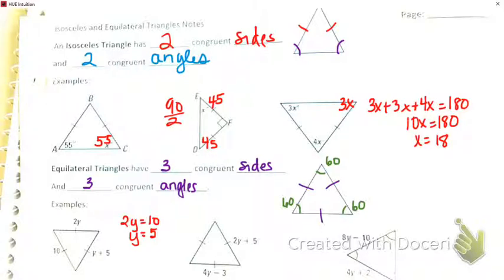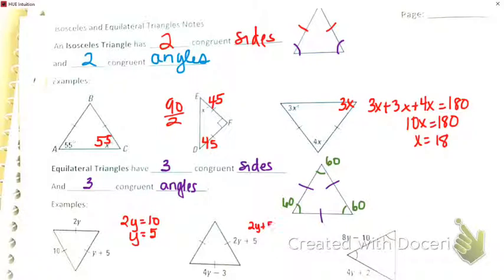Okay, look at the next one. What do I know about all the sides? They're all the same. Well, it doesn't matter that I don't have a number here. It doesn't matter, because I'm just trying to find y. And if I know that all of them are the same, then I know the two that have something on them are the same. So I just set those equal to each other and then solve as well.